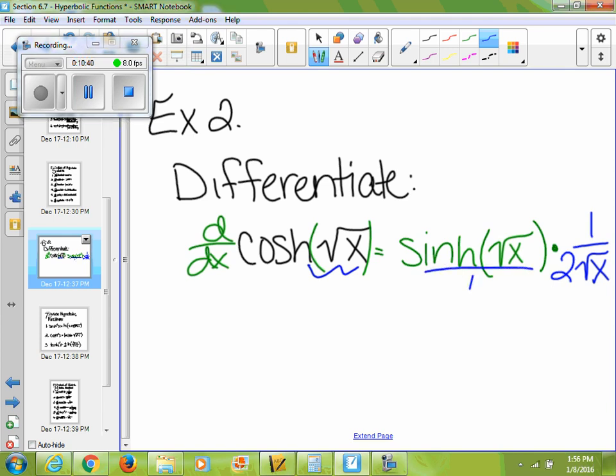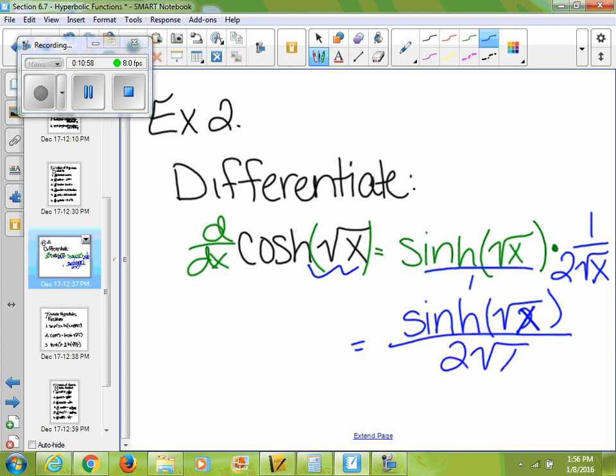So then when I simplify that, I put this over 1 and I multiply my fraction straight across. Hyperbolic sine times 1 just stays hyperbolic sine. So I get the hyperbolic sine of the square root of x. And 1 times 2 square root of x stays 2 square root of x. So the derivative of the hyperbolic cosine of square root of x is the hyperbolic sine square root of x divided by 2 square root of x.